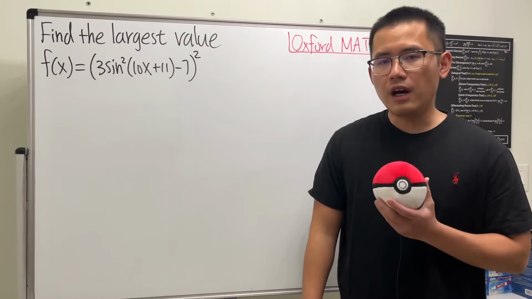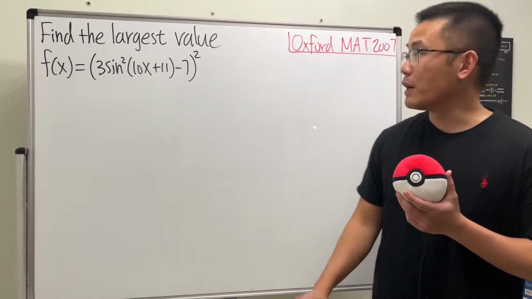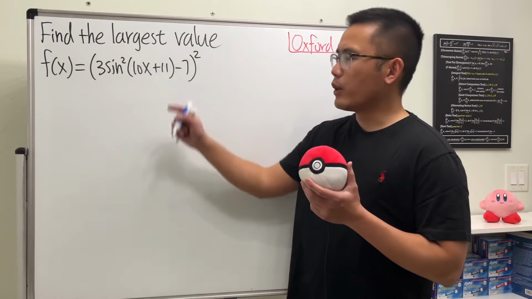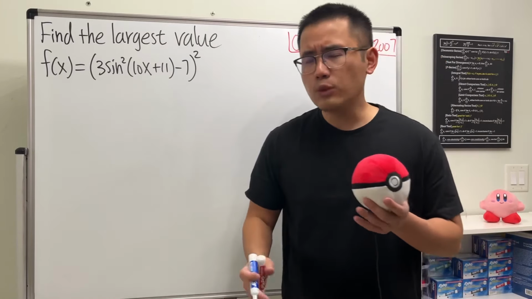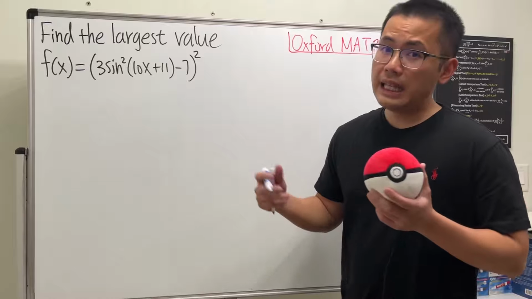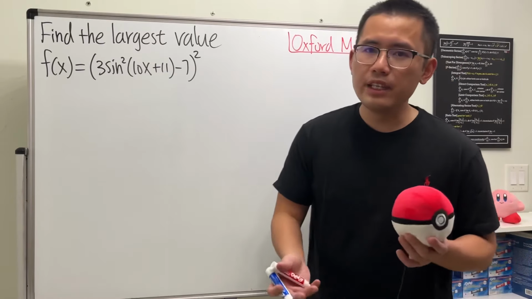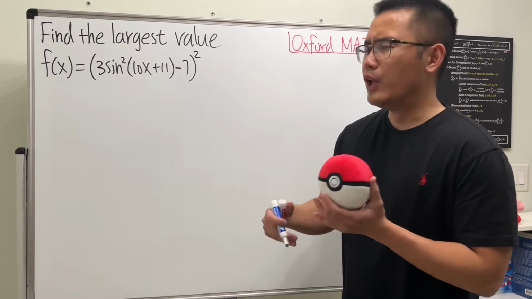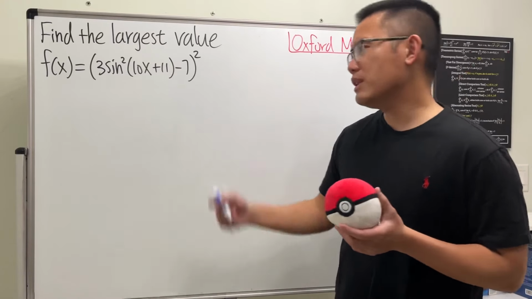This question is from the Oxford Mathematician test in 2007, and we are going to find the biggest value for this function. And of course, when we want to find the biggest value of a function, let's just go ahead and take the derivative, set it equal to 0, and find the critical numbers, and good luck, right? So let's just go ahead and do that.